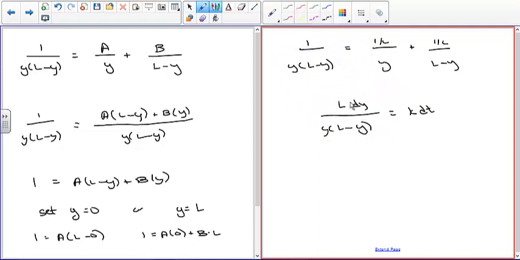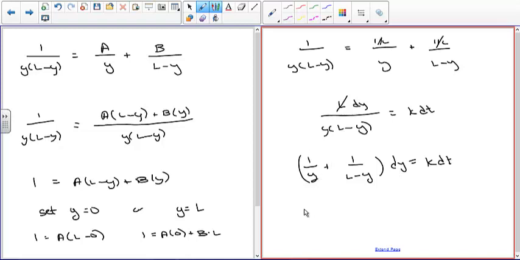So you can see what we have. What we did was we took just this part, 1 over y times L minus y, and we broke it up into two parts. Now notice the numerator is multiplied by L, and the numerators here are multiplied by 1 over L. So ultimately the left-hand side just becomes 1 over y plus 1 over L minus y, because this cancels out with those. That whole thing times dy is equal to k times dt.